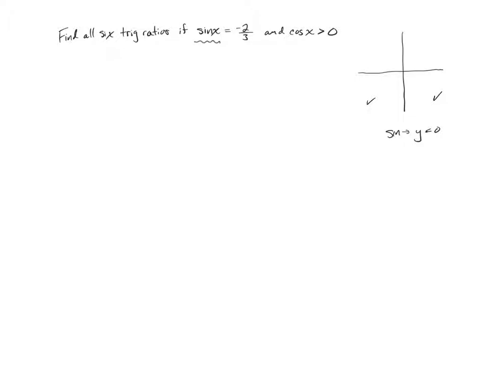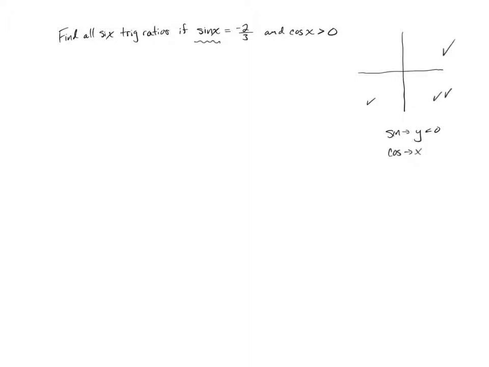The other hint that we have is that the cosine goes with x, and they've told us that the cosine of this angle, a little bit confusing because the angle is called x, not to be confused with the x-axis. It's just the missing angle, so they used x. The cosine of the angle is greater than 0. Well, the cosine goes with the x values. And if the x values are greater than 0, that means we need to be over here where the positive x values are.